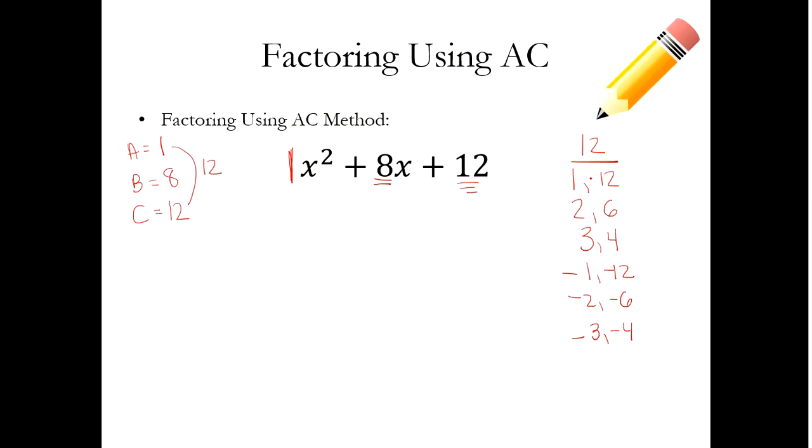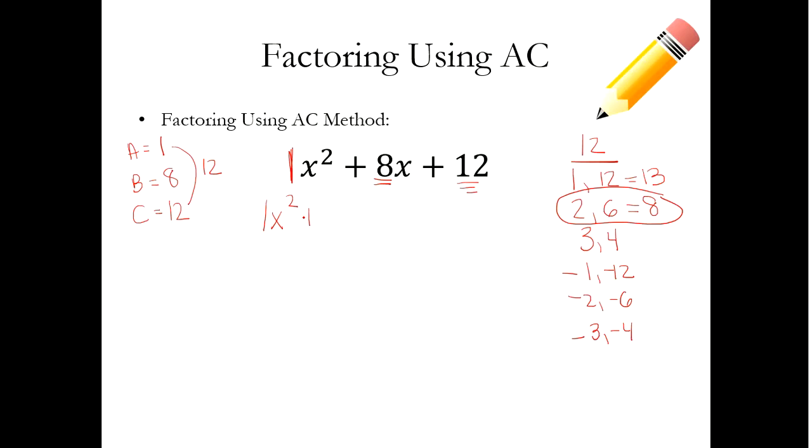So now, if I add these together, we need to find which of these two numbers, when I add them together, will give me my B, which is 8. So if I do 1 plus 12, I get 13. 2 plus 6 is 8. Hey, I don't even need to go any farther. I found my B term, 8. There we go. So what I'm now going to do is rewrite my middle term with the 2 and the 6. So it's going to look something like this.